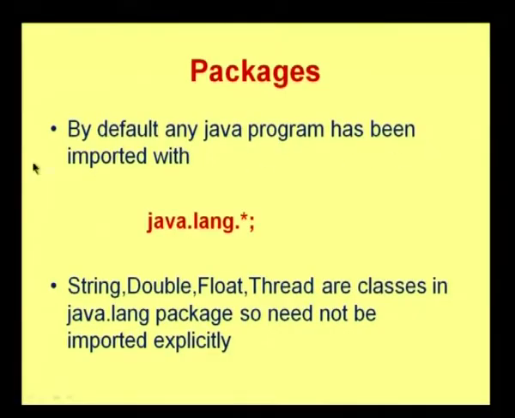Welcome back to the session. We were discussing packages. By default any Java program has been imported with java.lang.star. String, double, float, thread are classes in the java.lang package, so they need not be imported explicitly. It means that whenever you write any basic Java program, the java.lang package, with all the classes and interfaces available in it, gets imported by itself, and a few classes available in this package are string, double, float and thread. So you can use them without even importing.